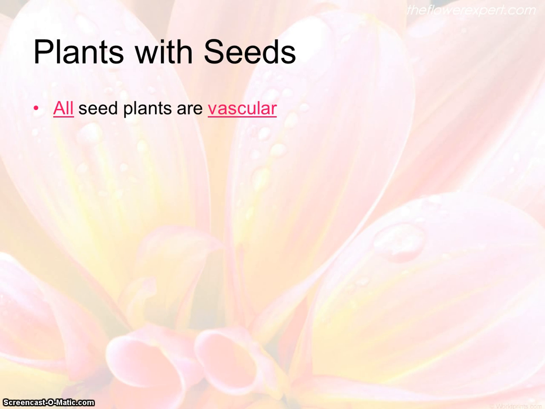All plants that produce seeds are going to be vascular. What we just looked at are all the plants that don't use seeds. They don't produce with seeds, they reproduce using spores. Most of them are non-vascular, but there are a few that were vascular. But all of our seed-bearing plants are going to be vascular.